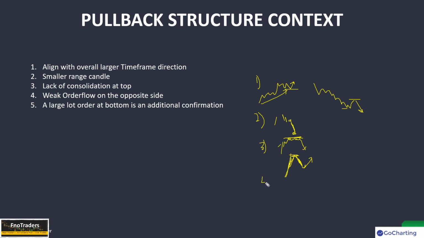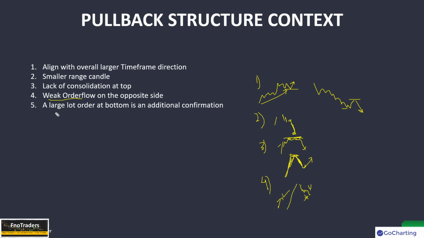Then the fourth, clearly quantitative metric is weak order flow. In terms of a pullback, we're looking for order flow to be weak in the opposite direction. If it's a long side trade, the order flow on the upside should be stronger than the one on the downside pullback. So I'm looking for the pullback to be weaker and the trend side to be stronger. So that's another clue for us.